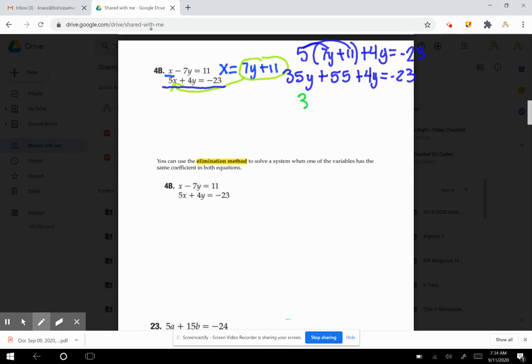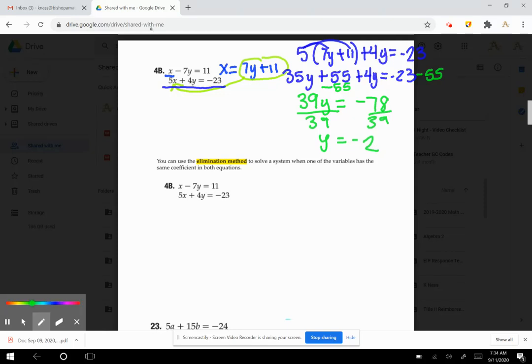So this gets me 39y. I'm going to subtract 55 from both sides. Equals negative 78. Divide by 39. And y equals, it should be negative 2.